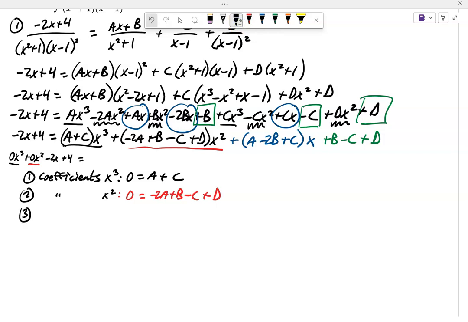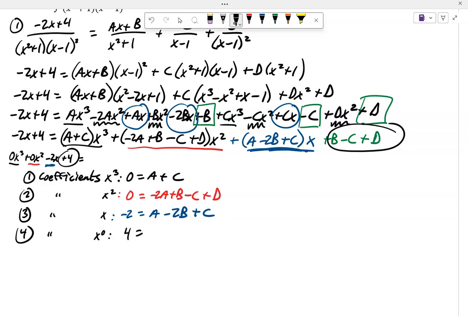Let me go to coefficients of x now. Well, the coefficient of x is that -2, right? -2x lines up with this one. So -2 equals a minus 2b plus c. And then finally, my coefficients of x to the 0, in other words, the constant on the end. Well, the constant is 4. So that equals b minus c plus d.